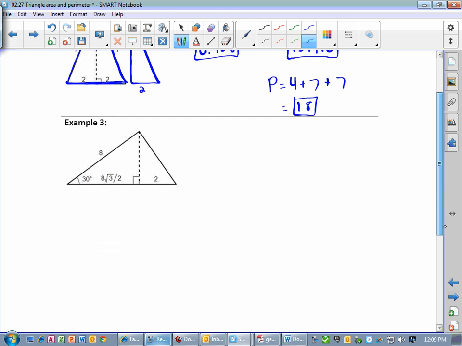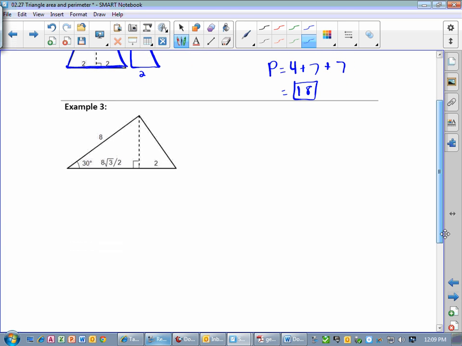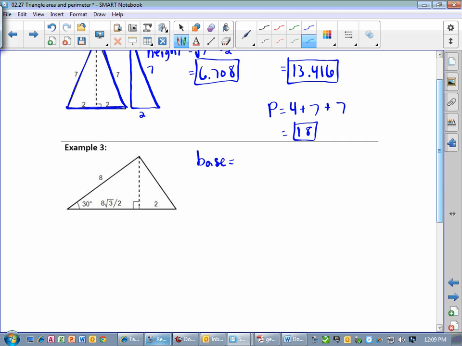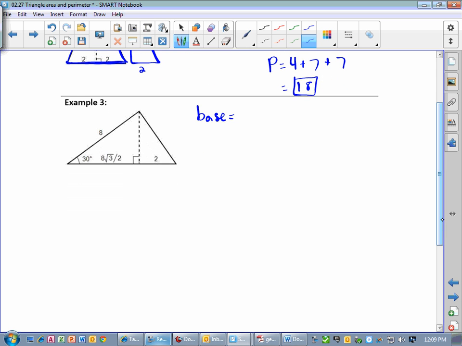And then our last example. Let's see here. We've got a base. Now, on the last problem, on example 2, the base was already broken into 2 parts. So we just had to put 2 and 2 together to get 4. In this case, the base is also broken into 2 parts. But this time, it's 8 square root of 3 divided by 2 and 2. But we find the base the same way. We add those 2 together. So 8 square root of 3 over 2 plus 2.